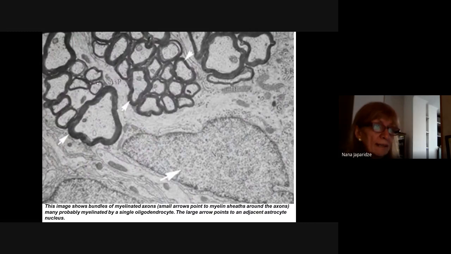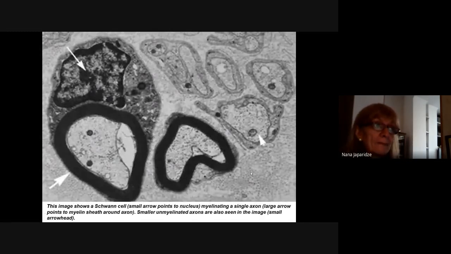So again, myelinated axon, again, oligodendrocyte. Look, myelinated axons, oligodendrocytes. Look, the nucleus looks like an astrocytic nucleus. That is why in such cases, immunocytochemistry is a very important approach. So now look please at this image.